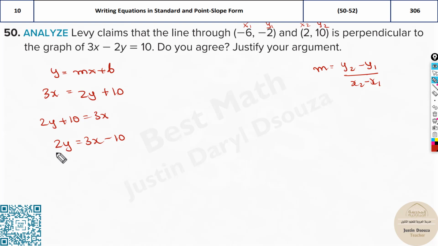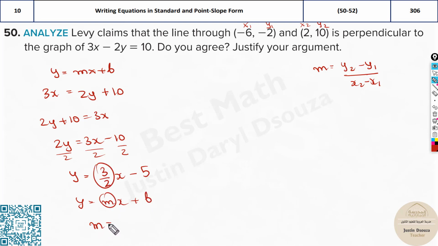And lastly, we divide everything by 2, so I get only y. So this cancels off. It will be y equals 3/2 x minus 5, because 10 divided by 2 is 5. This is done. What is the slope here? It's y equals mx plus b, right? So the slope m is 3/2.